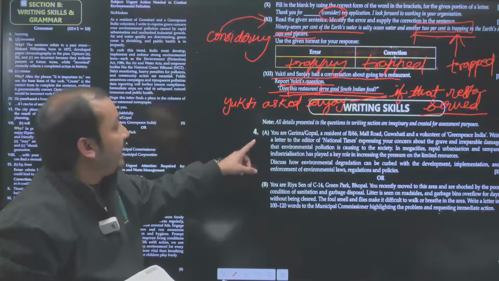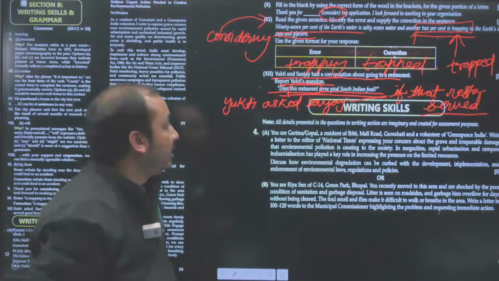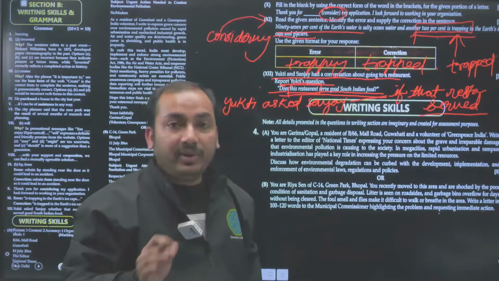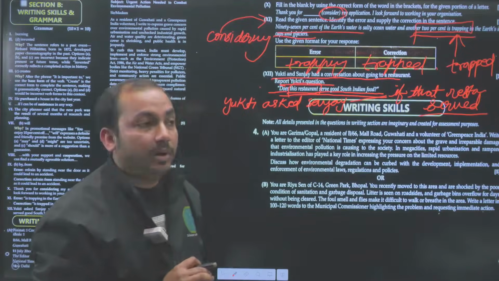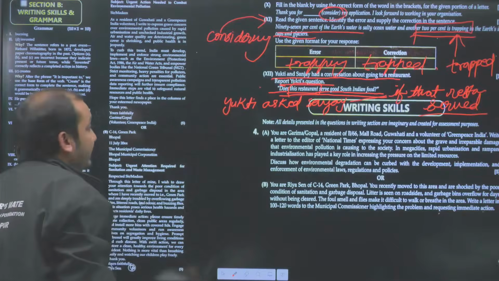Now the next question. No, this was the last question from the grammar portion. Now we will move to the first question of this sample paper, which is the reading skill from the passage, the unseen passage.